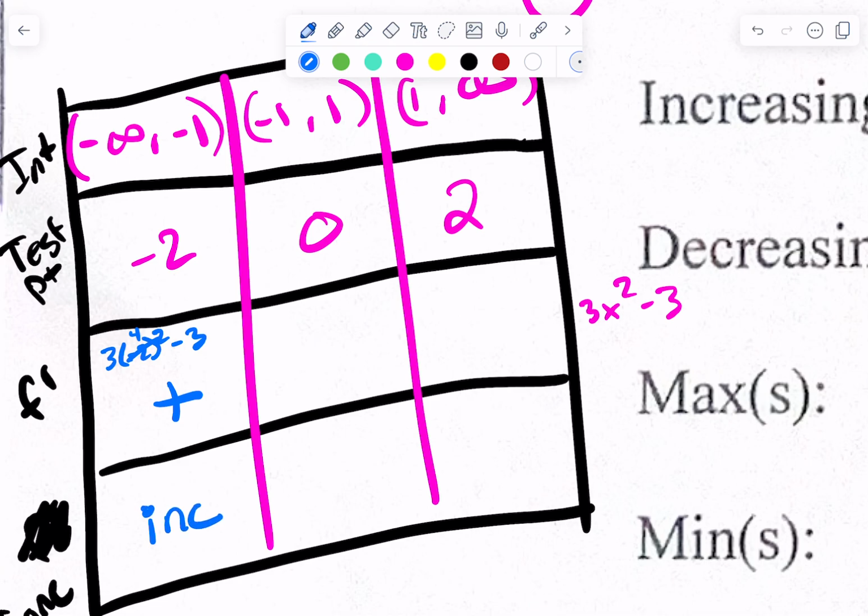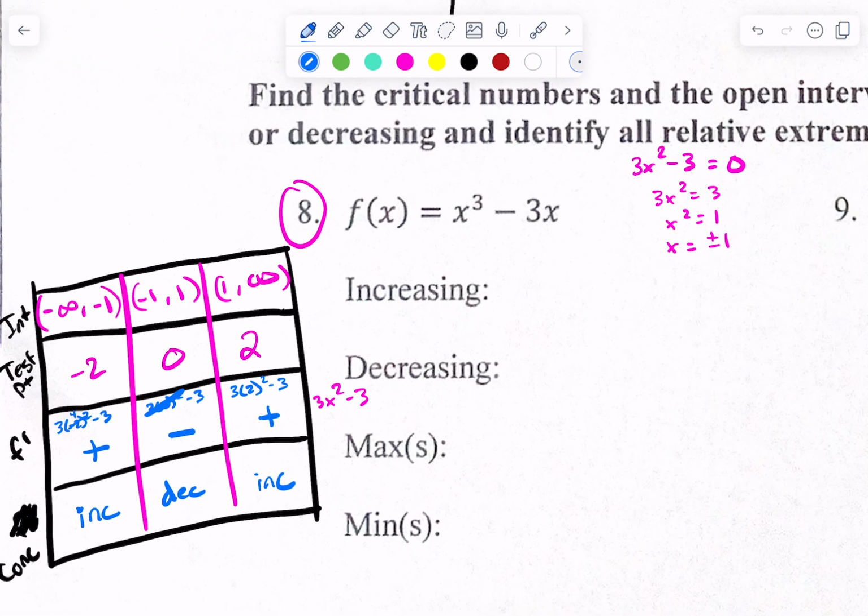Cool. 0. If I plug 0 in, 3 times 0 squared minus 3 is negative. Decreasing. 3 times positive 2 squared minus 3 is going to be positive. Positive, increasing. Okay, so let's do increasing. My intervals of increasing are from negative infinity to negative 1, union 1 to infinity. Okay, decreasing: negative 1 to 1.